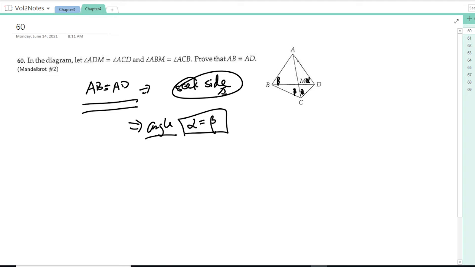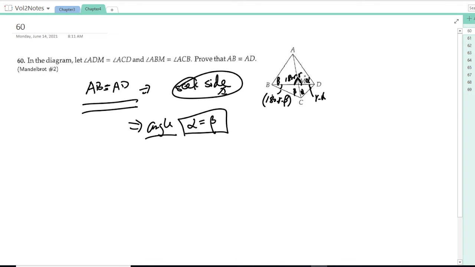This angle is the common angle of AMD and ADC, right? So that's why ADC equals AMC. If this angle is gamma, then angle ADC is also gamma. This is gamma minus alpha. Then this angle will be 180 minus gamma. If this angle is 180 minus gamma, this angle is 180 minus gamma minus beta, right?